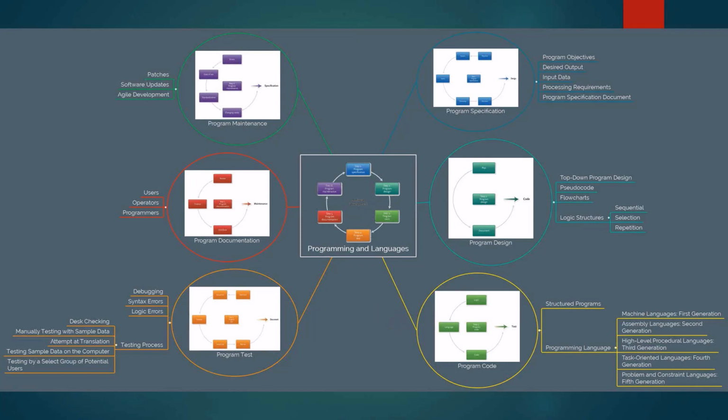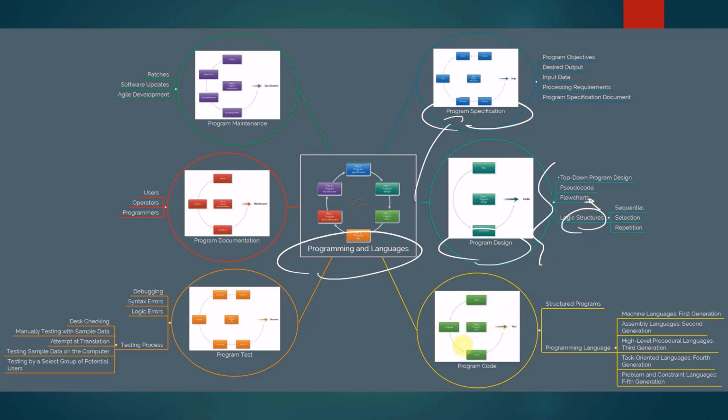So today we talked about programming in languages, starting out with program specifications. Basically, what are the objectives of the program? What is it supposed to do for us? Now that we know what it's supposed to do for us, where are we getting the data from, etc., we're going to start designing it. Okay, not necessarily programming it, but planning it out, writing out the blueprint of our program via top-down programming design, pseudocode, flowcharts, which include logic structures.